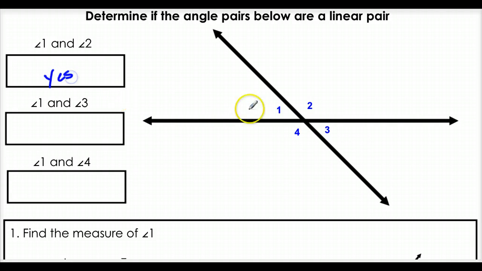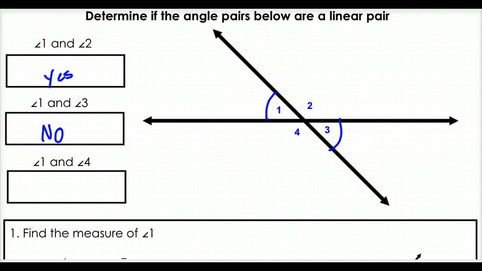Angles 1 and 3. That would be this angle over here and this angle over here. Does that make a straight line? No. They're not even next to each other to make a straight line. That doesn't make a straight line.